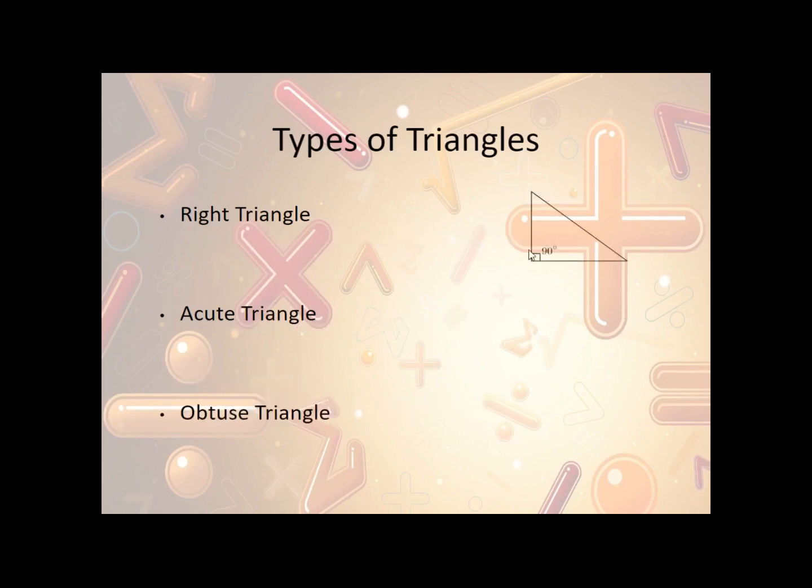Right triangle has a 90-degree angle right here. Acute triangle, all the angles are smaller than 90. So in this case, they're all 60, but they don't have to all be the same. They just need to all be smaller than 90. And then obtuse has this big angle here that's bigger than 90, right? Because if I were to draw a right angle, it would go up like this. And it's definitely bigger than that. So that's an obtuse triangle.